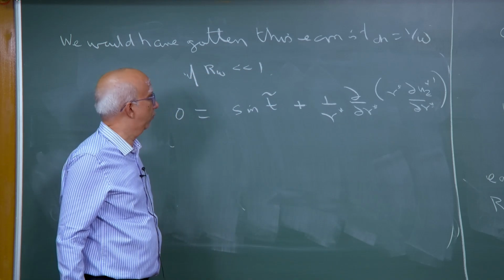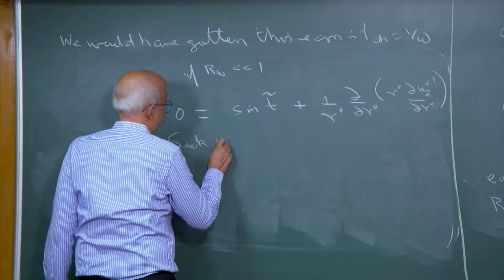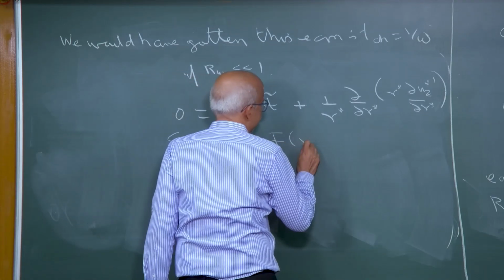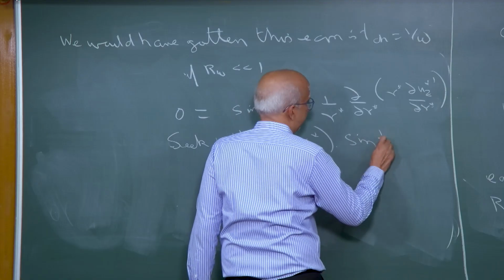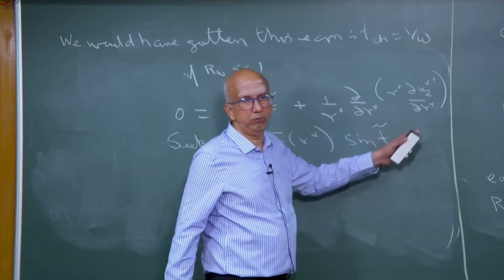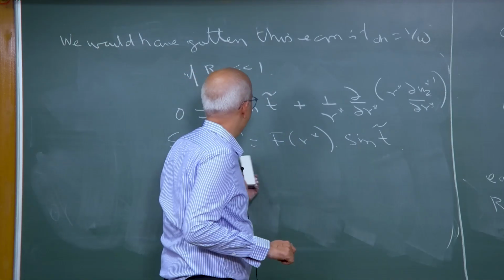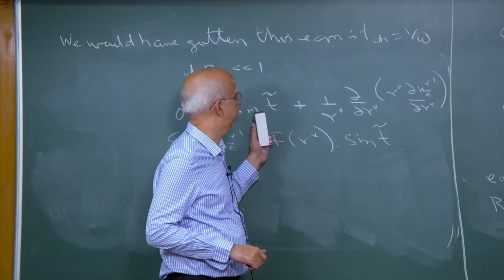So, what I am going to do is I am going to seek u z star of 1 as f of R star times sin of T tilde. Remember, this u z is a function of R and T, and I am looking for u z as a function of R star and sin T star because this is sin T.